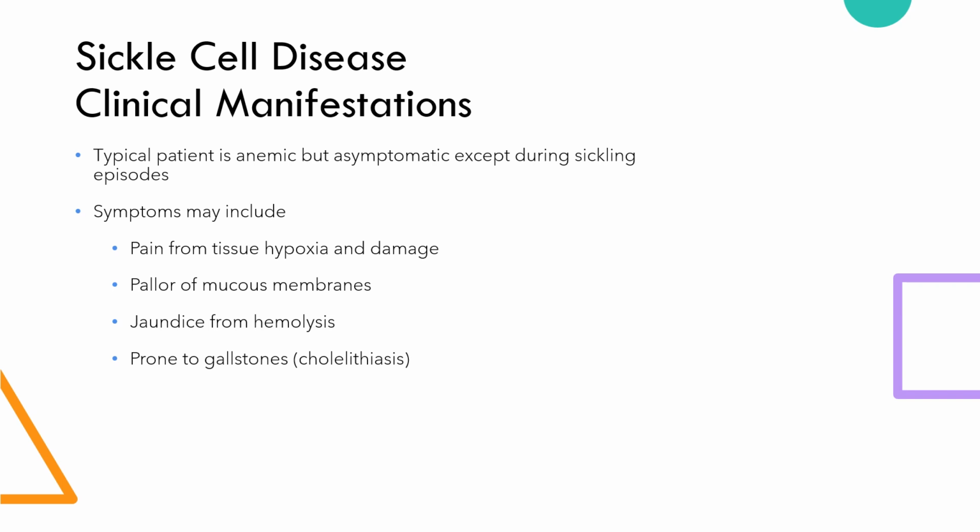Because most people with sickle cell anemia have dark skin, pallor is easy to detect by examining the mucous membranes. The skin may have a grayish cast. Because of the hemolysis, jaundice is common. Patients are prone to gallstones. The main symptom associated with sickling is pain.